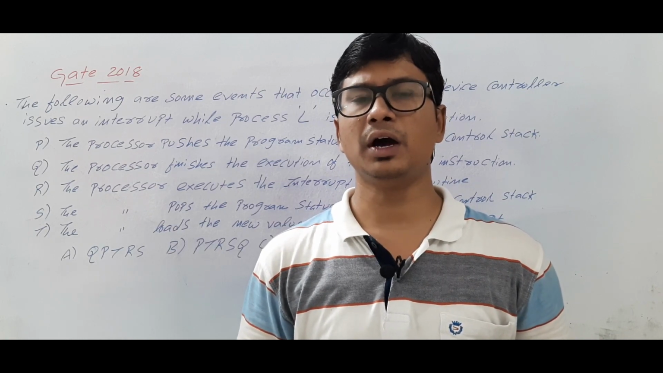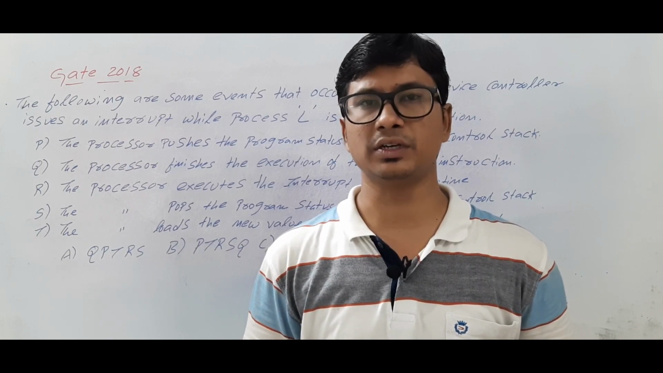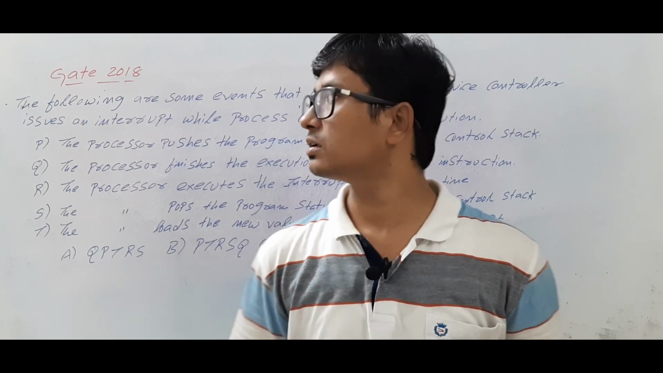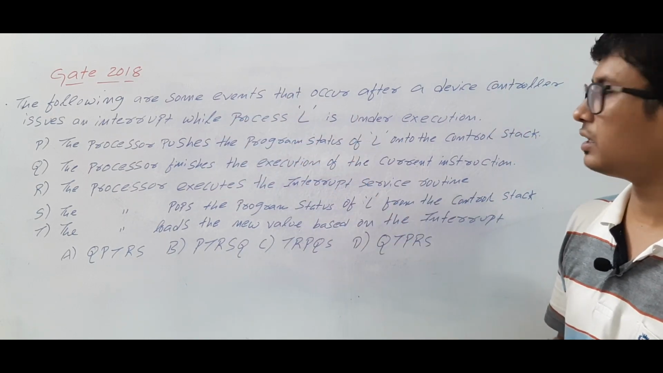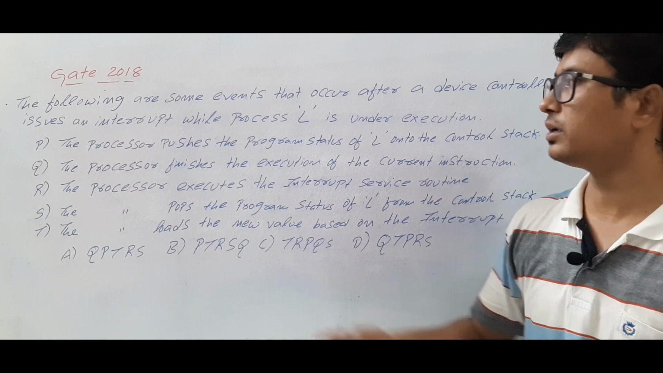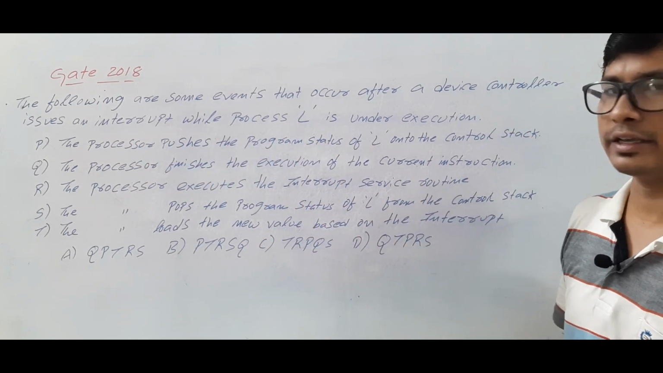In this video, I want to discuss one of the GATE questions which came in the year 2018. Let me read out the question. The following are some events that occur after a device controller issues an interrupt while process L is under execution.